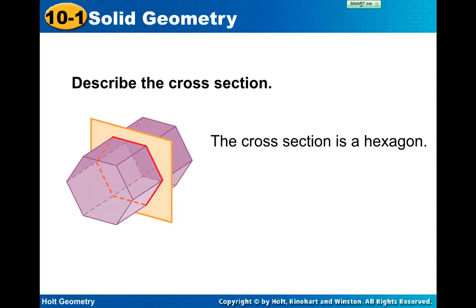How would you create squares as a cross section for a square pyramid? Parallel to the base. You could create triangles. Square pyramid.